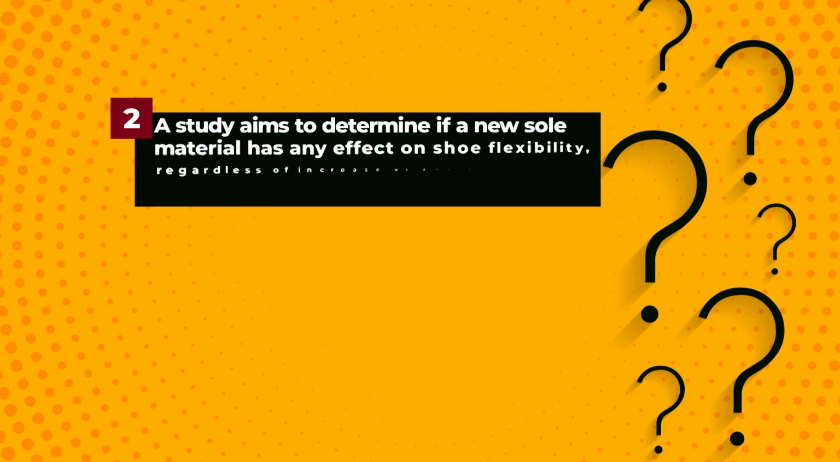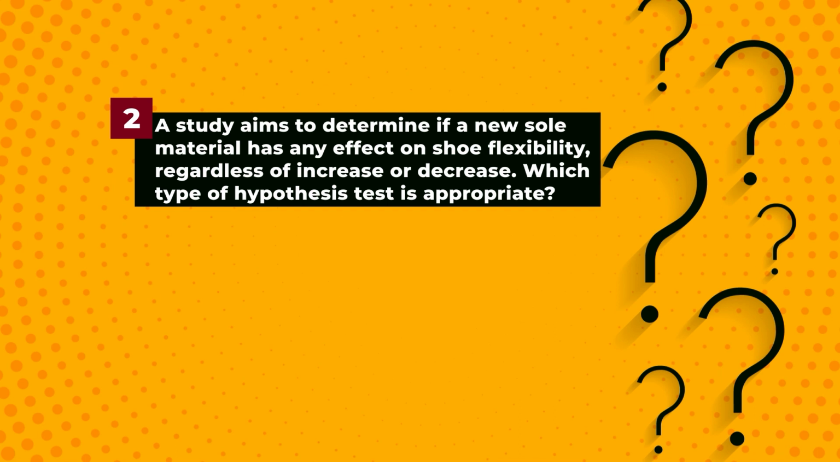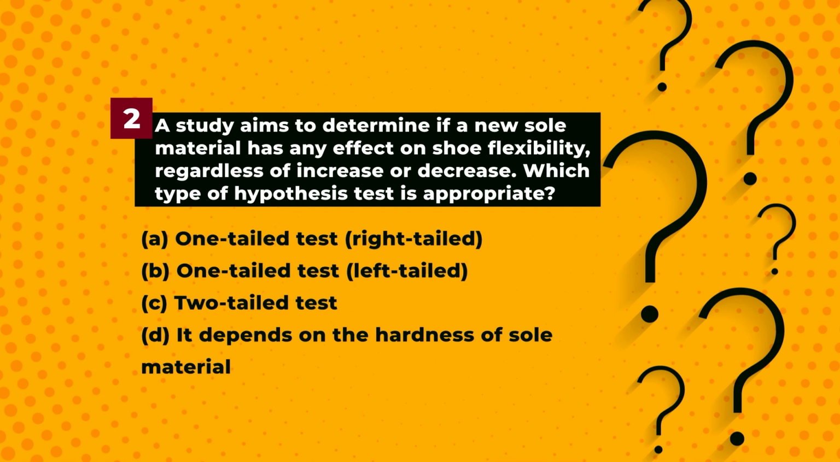Question 2 is, a study aims to determine if a new sole material has any effect on shoe flexibility regardless of increase or decrease. Which type of hypothesis test is appropriate? Option A, one tail test, right tail. Option B, one tail test, left tail. C, two tail test. And option D is, it depends on the hardness of sole material.